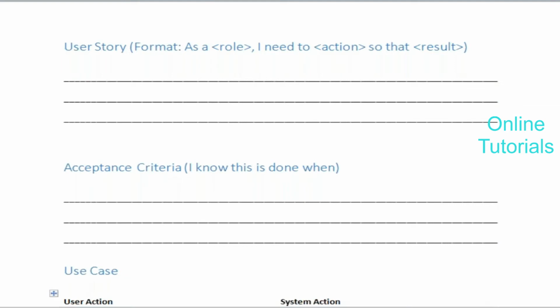Acceptance criteria must be in such a way that first of all you need to have user ID and password fields. After that you need to have a forgot password option followed by new registration. First of all this form must be created.